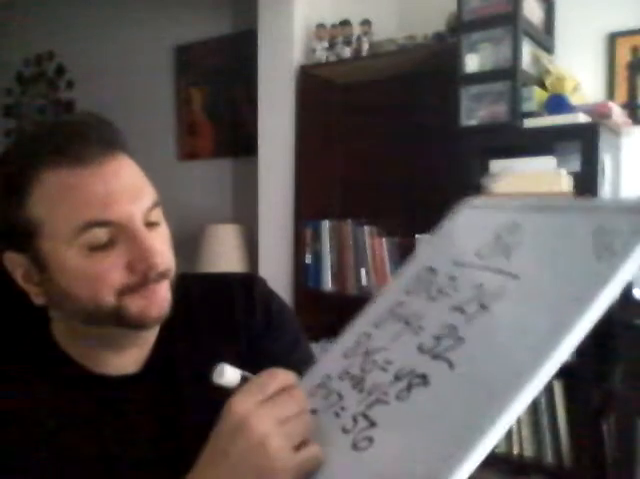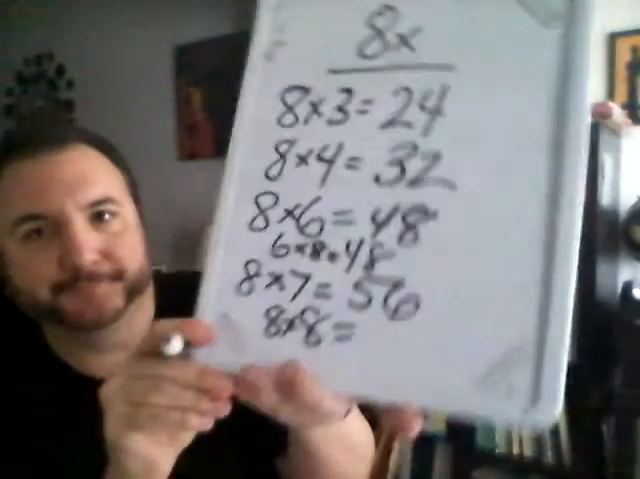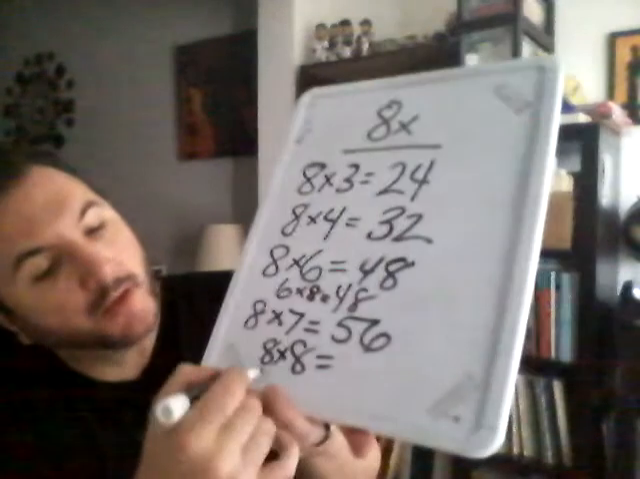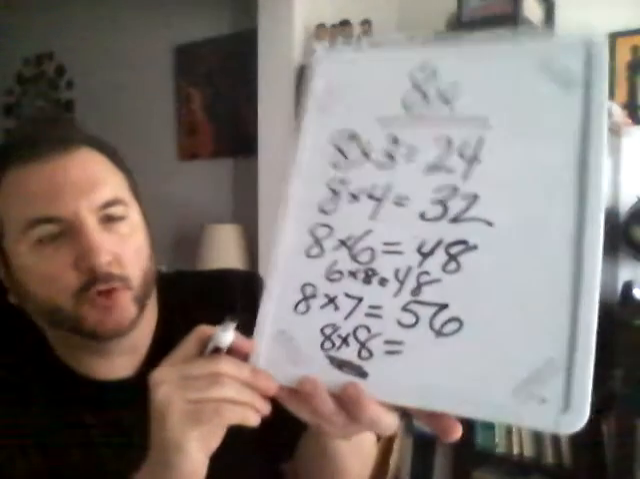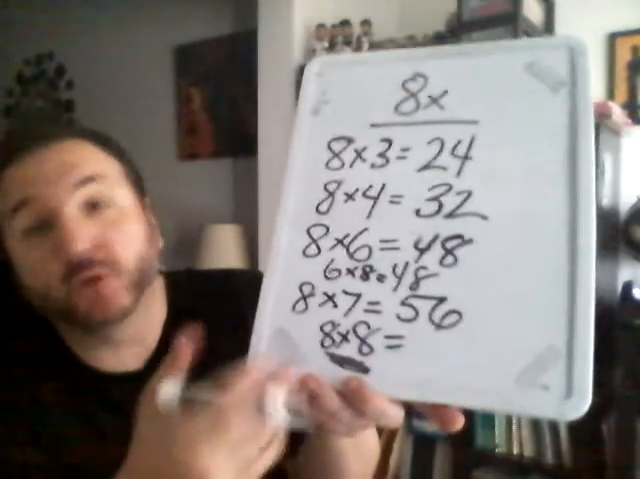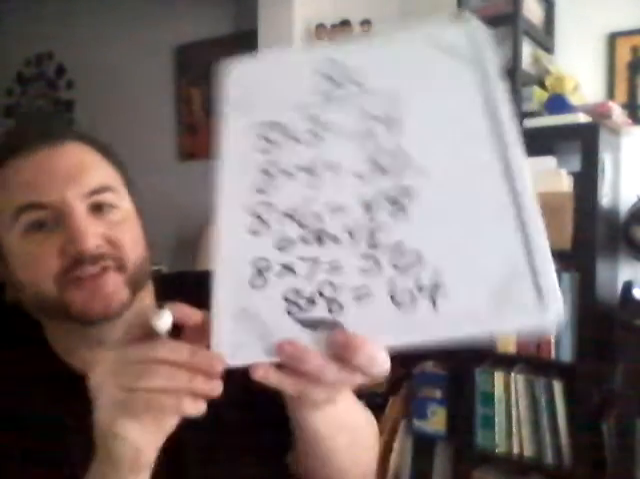The last one, not the last one, but the second to last one, 8 times 8. Now, I'm squaring 8 because I'm repeating the 8 twice. I'm multiplying 8 by itself. What is 8 times 8? 8 times 8 is 64.